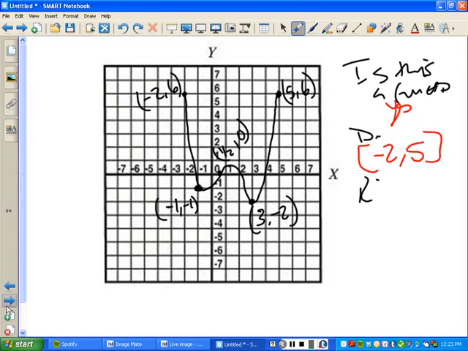Very sneaky. That's right. All right. What's the range? How low does it go? It goes from -2 up to 6. So the range is from -2. Always the lowest point first. Interval notation is always from smallest to largest.